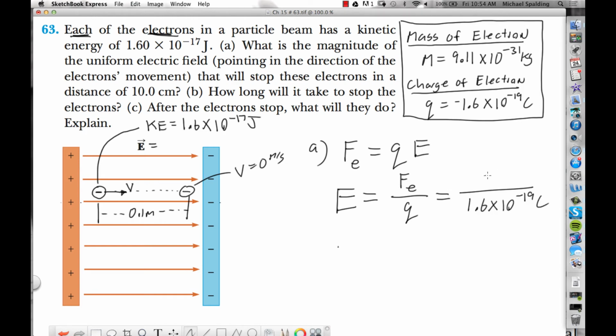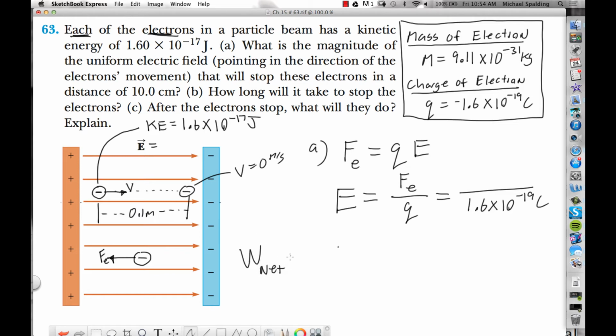So all we have to figure out now is what? The force. Now, by the way, as the electron moves, which way is the force of the electric field? To the left. It's going to be away from the negative plate towards the positive plate. So how do we get the force of the electric field? Well, the easy way to do it is to go like this.